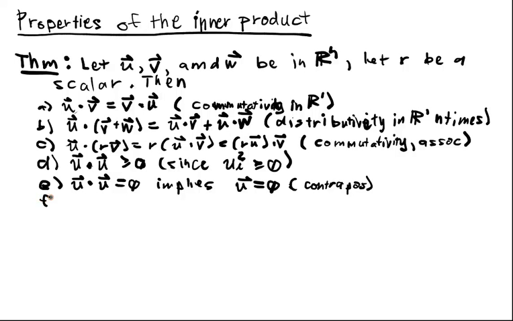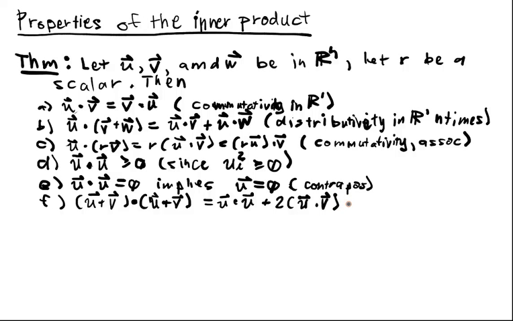F, we have that U plus V dotted with U plus V again is equal to U dot U plus 2 U dot V, and you can derive this little fact using all the other facts that we've gathered, right? You can just use this guy and symmetry, and you're good to go, basically. So this is kind of a nice little formula. You can work it out. It's not a problem.